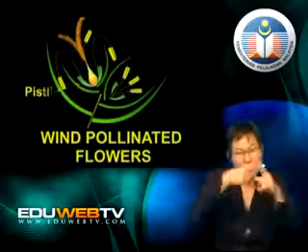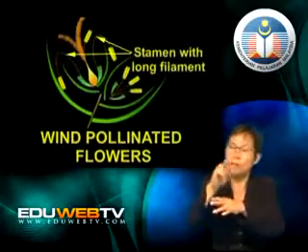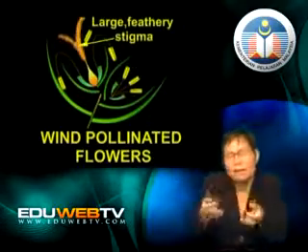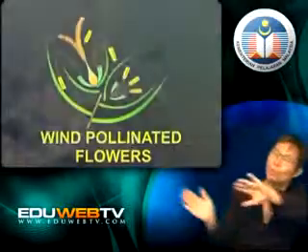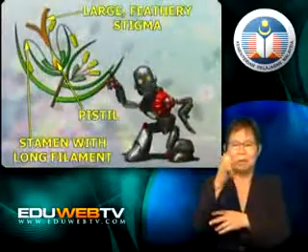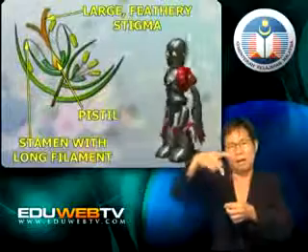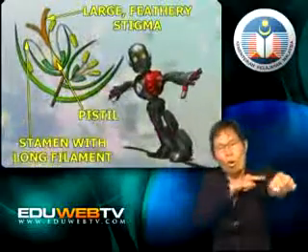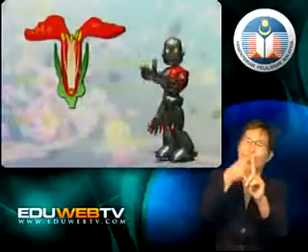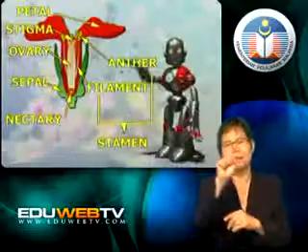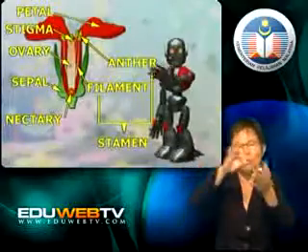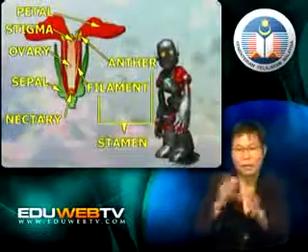Unlike insect-pollinated flowers, pollen grains for wind-pollinated flowers are small and light so that they can easily be blown by the wind. Stamens have long, slender, and flimsy filaments that sway easily in the slightest wind so that pollen grains are easily shaken out of the anther. Stigmas protrude, large and feathery, so that floating pollen grains blown by the wind can easily land on them.